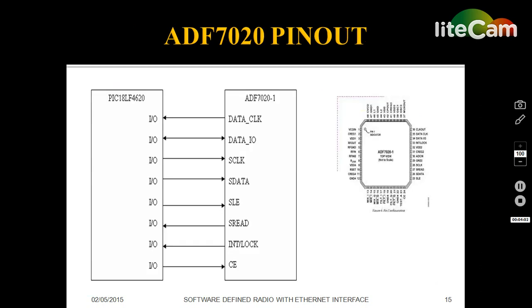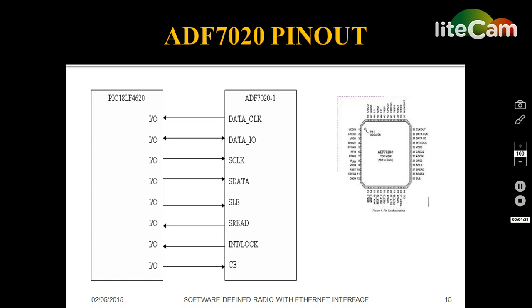Next is the ADF7020 pinout. Some pins like data clock, data IO, serial clock, serial data, serial latch enable, serial read, interrupt or lock, then chip enable have to be interfaced with the PIC microcontroller in the GPIO pins. Next we are going to see what all the pins are.